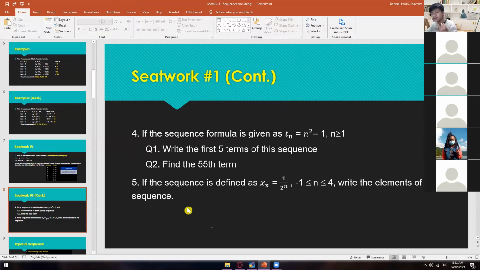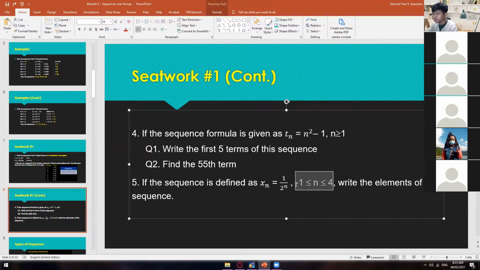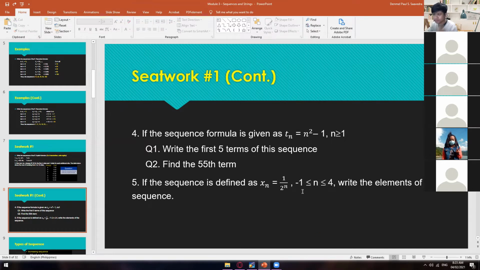-1, 0, 1, 2, 3, 4. Sorry, this one is 6 terms. Okay, -1 to 4: -1, 0, 1, 2, 3, 4. Yeah, 6 terms, including the 0. So is number 4 and number 5 clear so far?